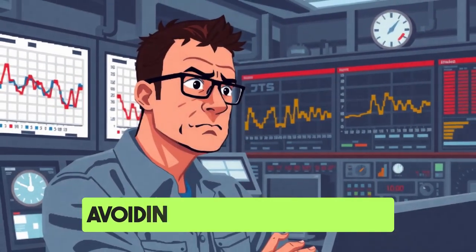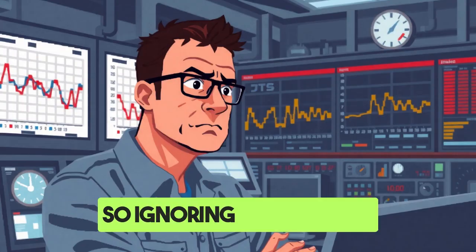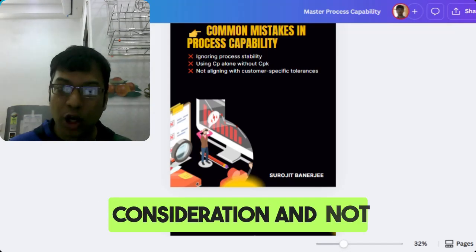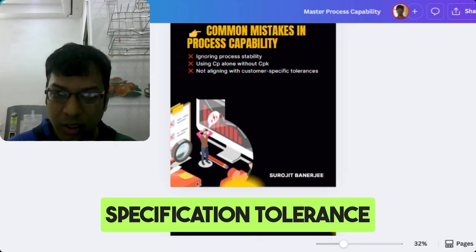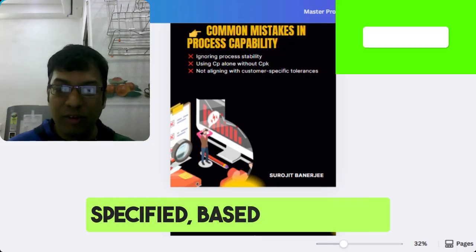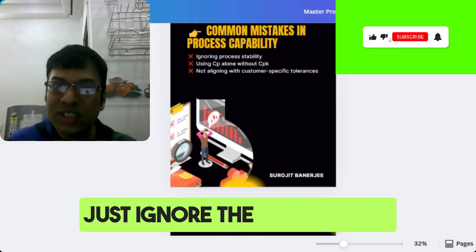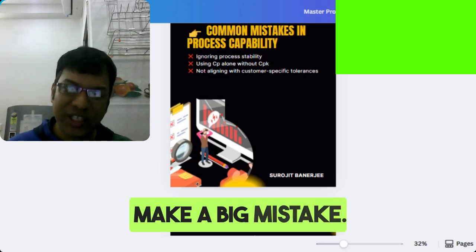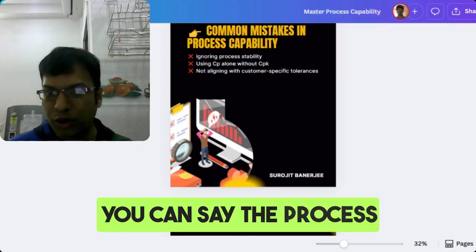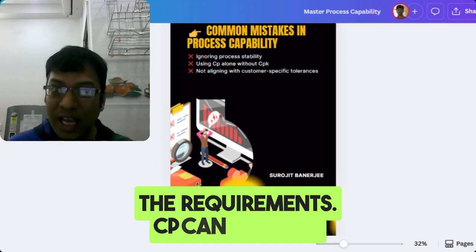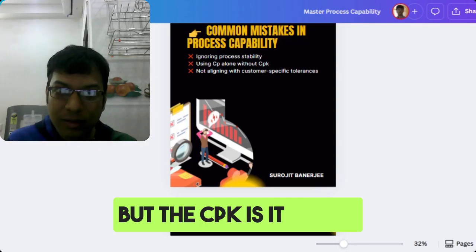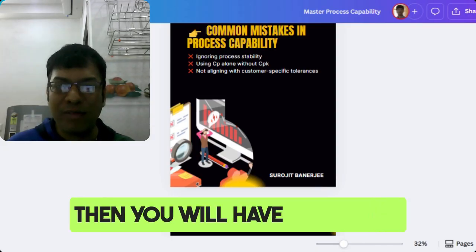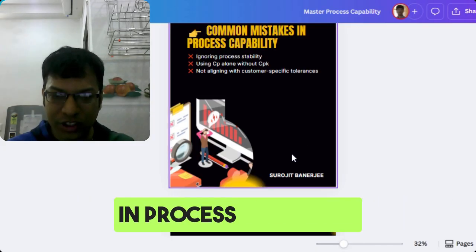Now, common mistakes to avoid in process capability: ignoring process stability, using CP alone without CPK consideration, and not aligning with the customer specification tolerance. Whatever the customer has specified, based on that we can find out CP. But if we ignore the CPK, and don't consider whether the process is centered or not, then you will make a big mistake. CP might be good, but is CPK giving you the proper result? If you ignore the CPK, then you will have a problem. That is a common mistake in process capability.